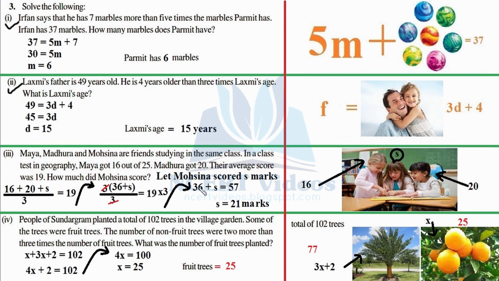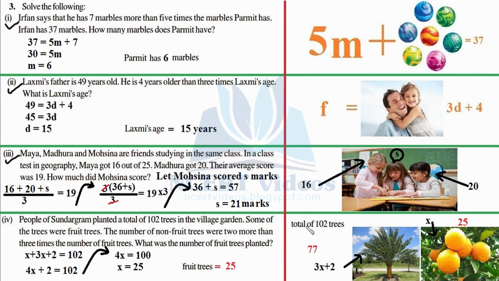Now transpose 36 towards the right hand side. It gets subtracted. 57 minus 36 is 21. So this girl, Mohsina, scored 21 marks. You can also check it. If you place 21 here and you add them all and divide by 3, you will get 19. That is your third. Fourth, people of Sundargram planted a total of 102 trees in the village garden.